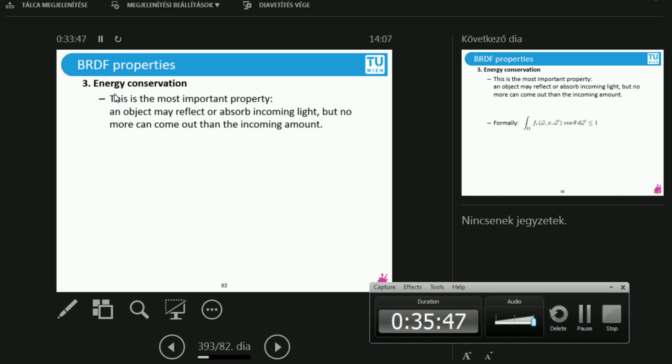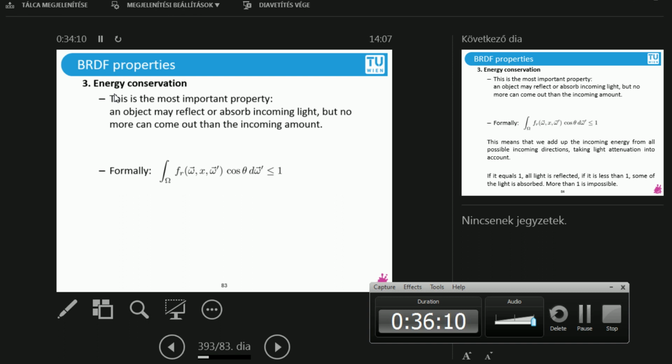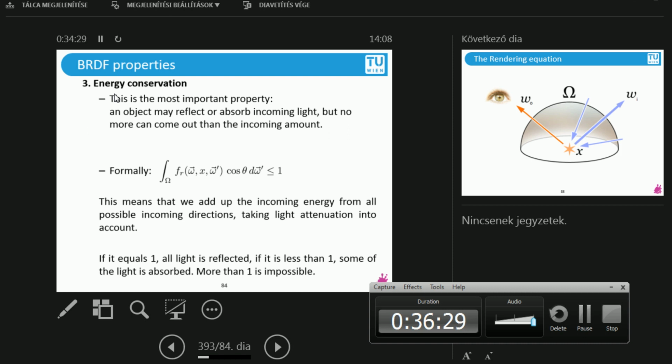And there's energy conservation, perhaps the most important property. An object may reflect or absorb incoming light, but it is impossible that more is coming out than the incoming amount. Well, obviously we have light sources and things like that, but we are talking about strictly material models. So this means that if I integrate this function for all possible incoming directions, and take into consideration light attenuation that we have talked about, this is why it is so hot at noon and why it is so cold at night, then I'm going to get 1 or less. If it equals 1, then this kind of material reflects all light that comes in. And if it's less than 1, then some amount of light is absorbed.